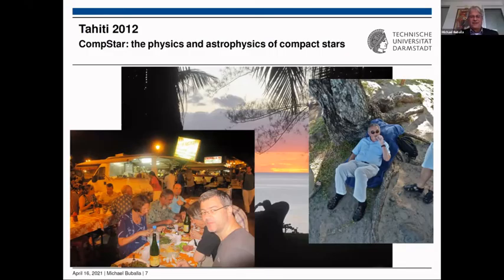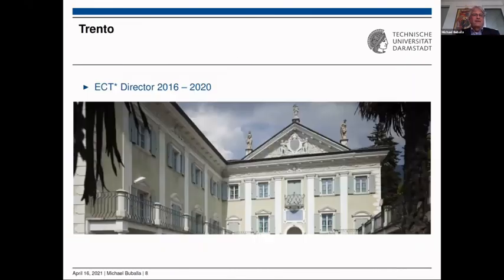So here you see Dirk Rischke and Bernd-Jochen Schaefer. Okay, and here Jochen relaxing on some excursion. Yeah, okay, and finally, that's of course why we are here.